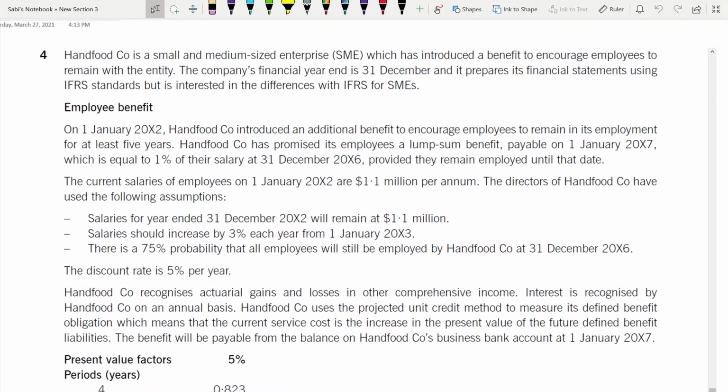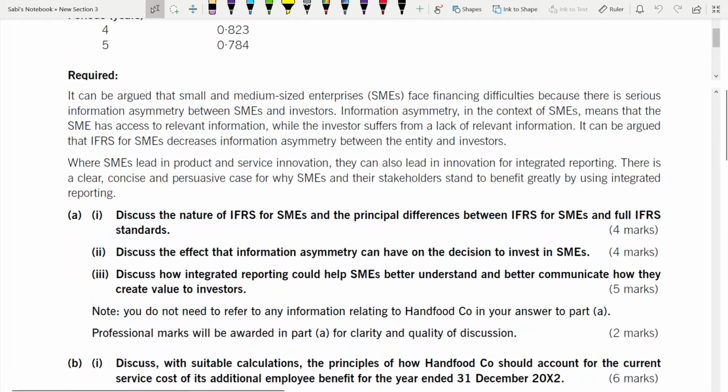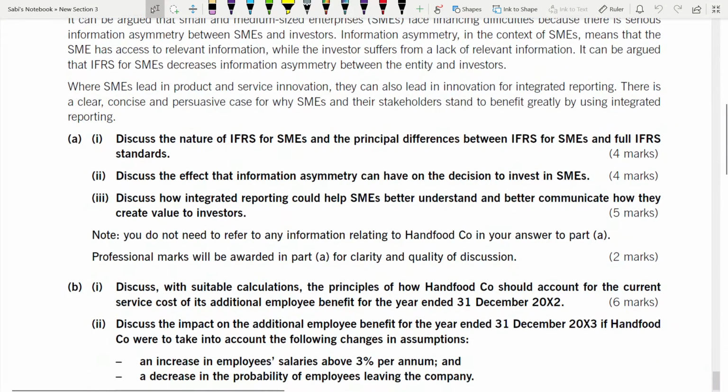So coming to question number 4, as you can see on the subheading, employee benefit, definitely we know it is IAS 19 they are talking about. Next, this is a short case study. Quickly we can go read the requirements.